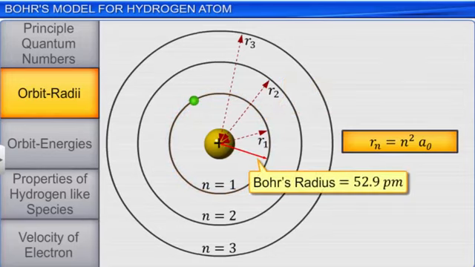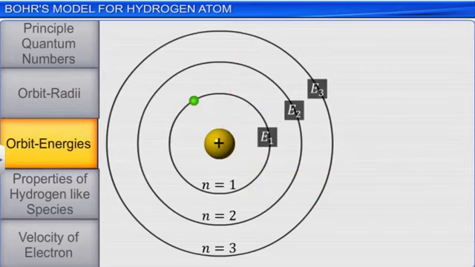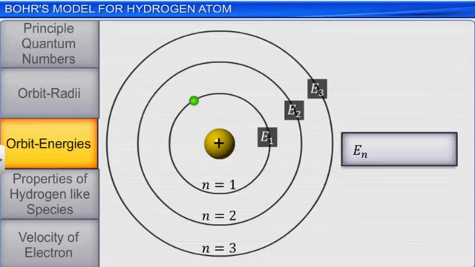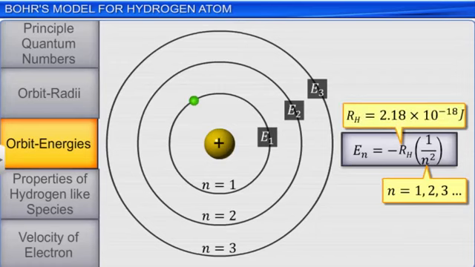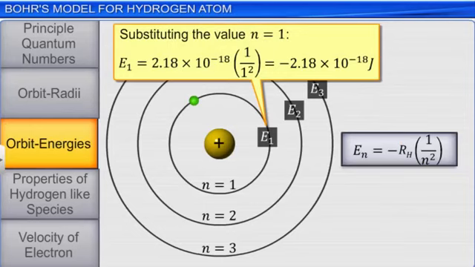The energy of a stationary state or orbit is given by the equation: energy of the nth orbit, En, is equal to minus RH multiplied by 1 divided by n square, where n is the principal quantum number of the orbit and RH is Rydberg's constant, whose value is 2.18 multiplied by 10 raised to the power minus 18 joules. Energy of the nth orbit of a hydrogen atom in electron volts is equal to minus 13.6 divided by n square. Thus, the energy of the ground state, n is equal to 1, for the hydrogen atom is equal to minus 2.18 multiplied by 10 raised to the power minus 18 joules. The energies of excited states can be measured in the same way and represented in the form of an energy level diagram.